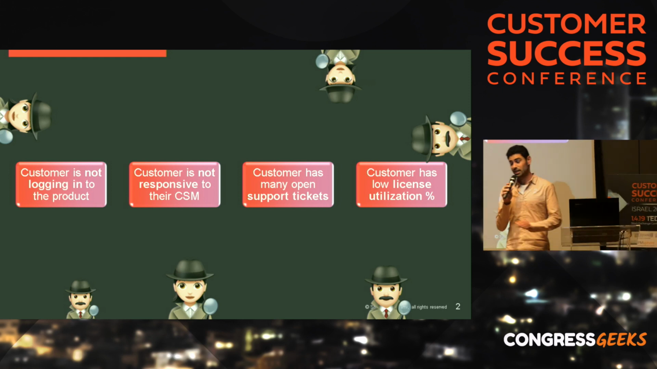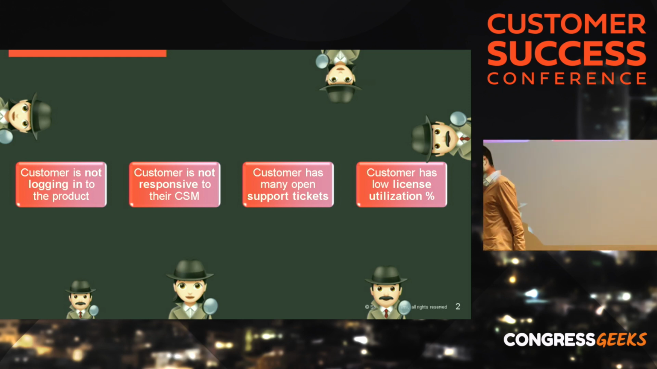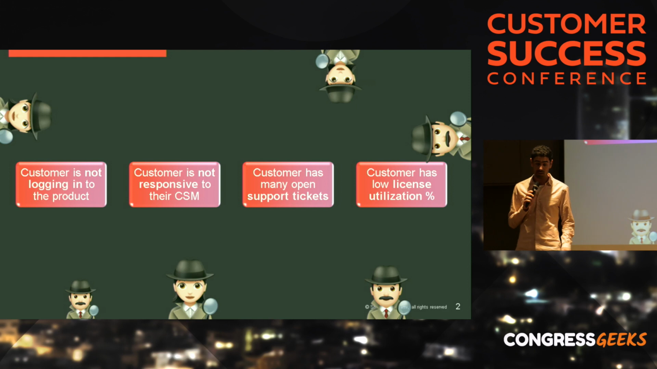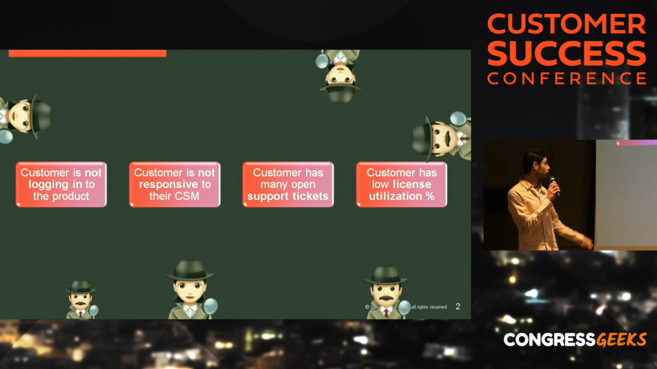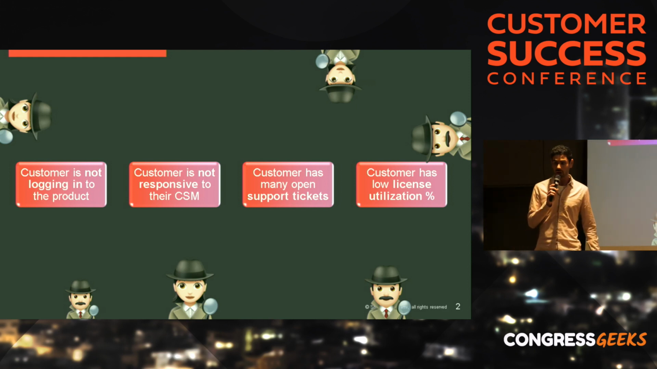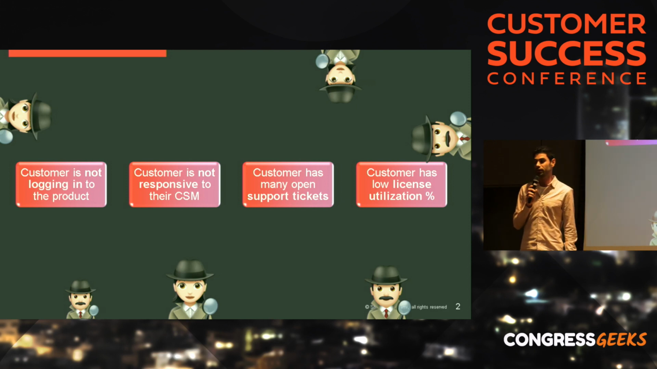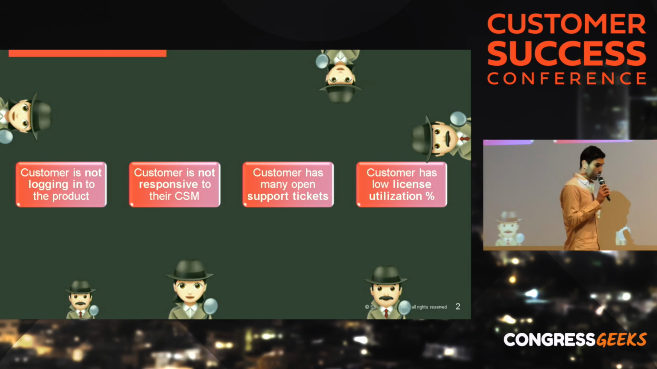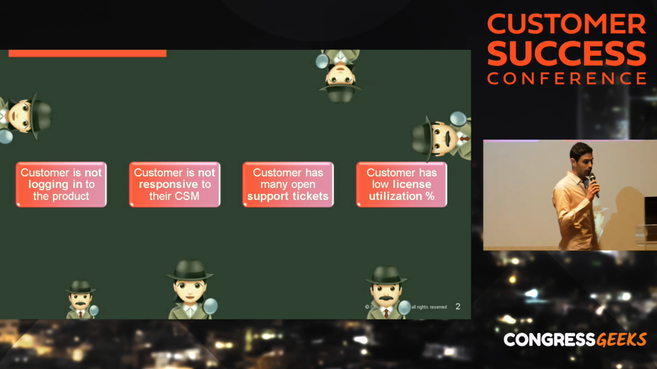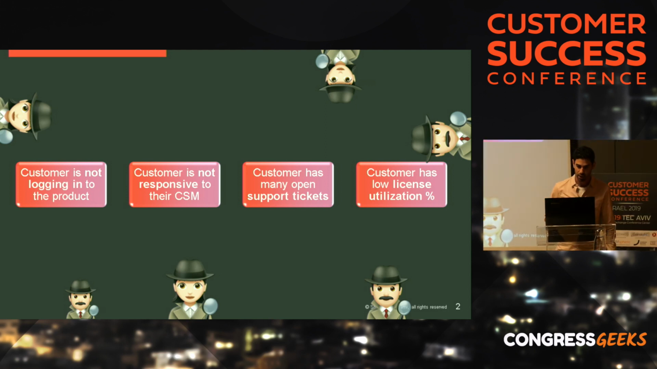Okay, so let's take an example of a potential customer that churned from us. When he churned from us, we know the following. We know that the customer didn't log into the product. We also know that they stopped responding to their CSM. We know that he has many open support tickets and that he has a very low license utilization percentage.